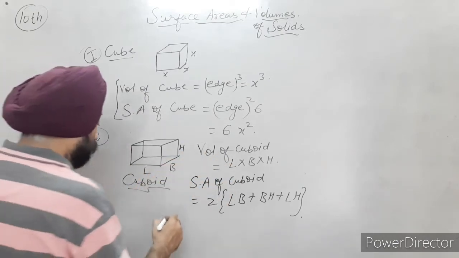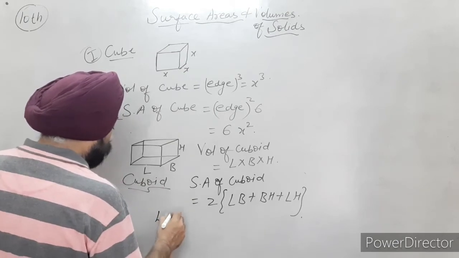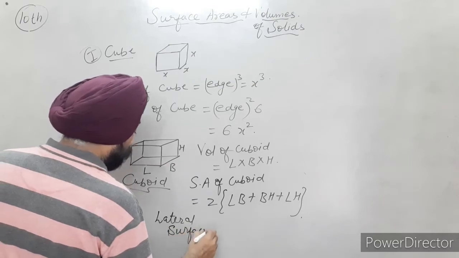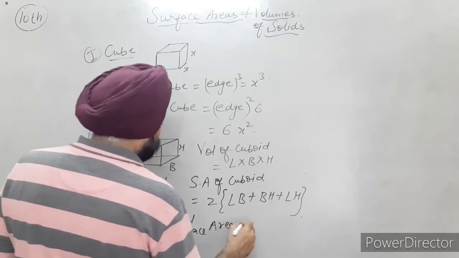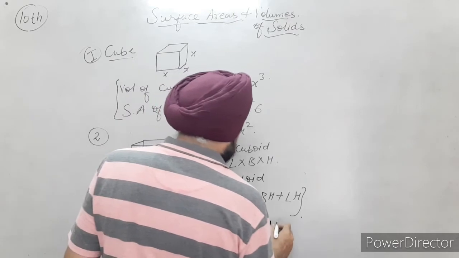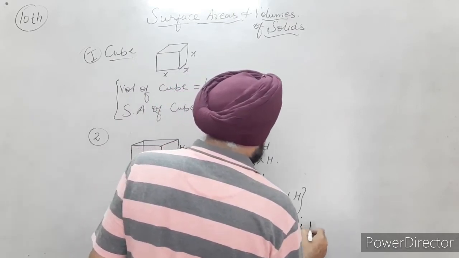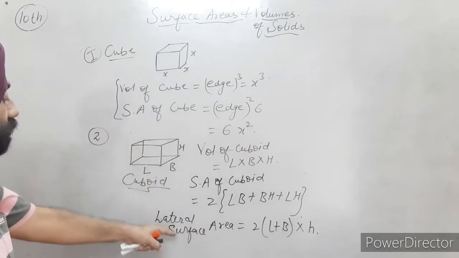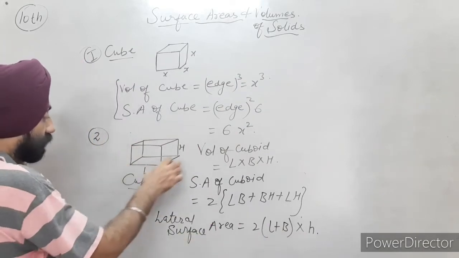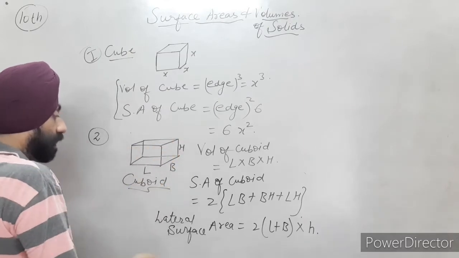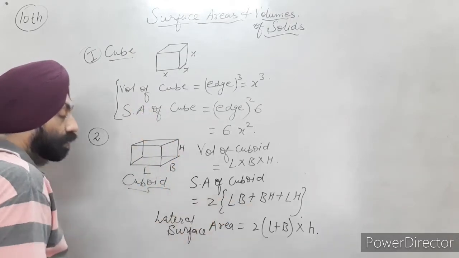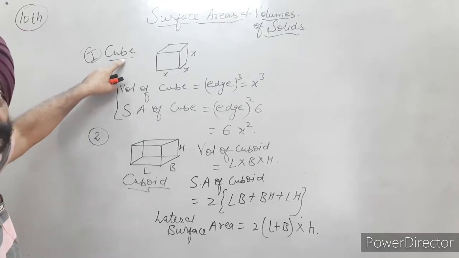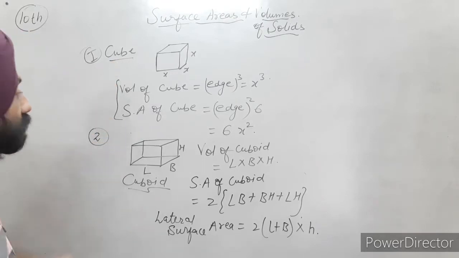One more area is there, that is called lateral surface area, that is 2 times length plus breadth multiplied by the height. This is called the lateral surface area of the cuboid. This is length into breadth, this is length into breadth, 2 times (length plus breadth) into the height. This we get as the lateral surface area. First I discussed the cube, then the second solid was cuboid.